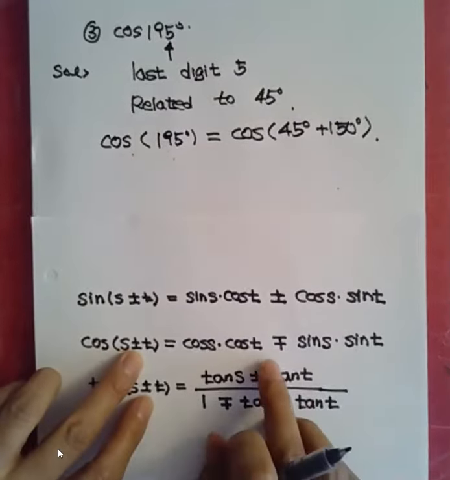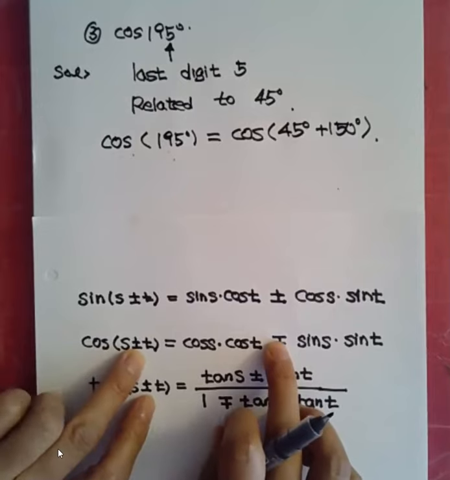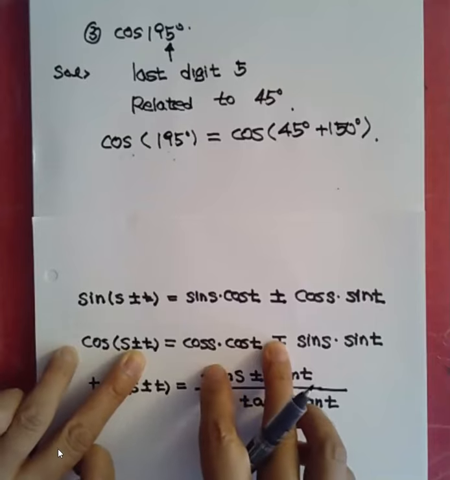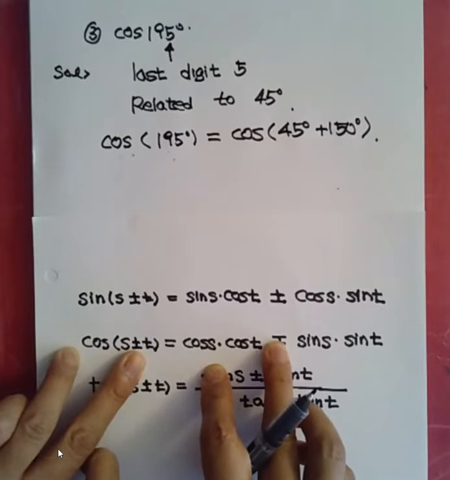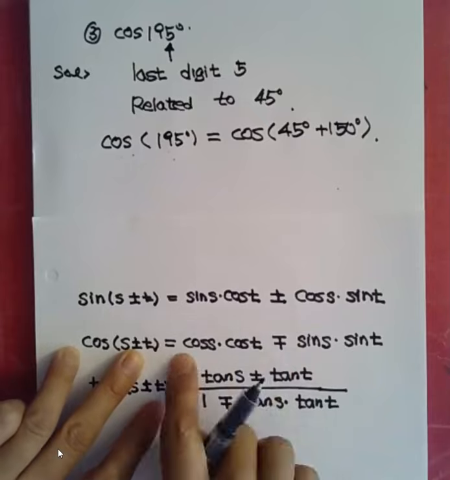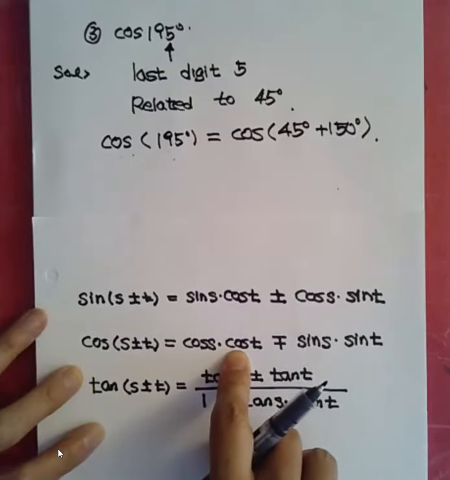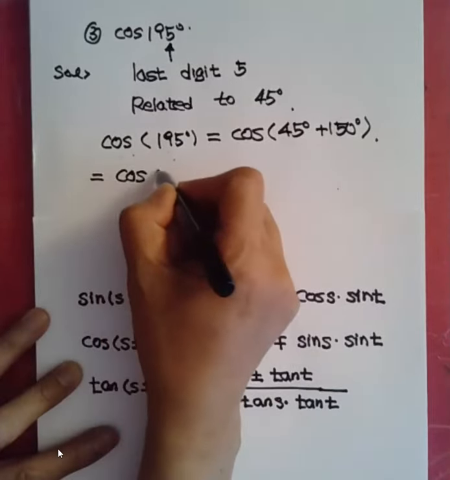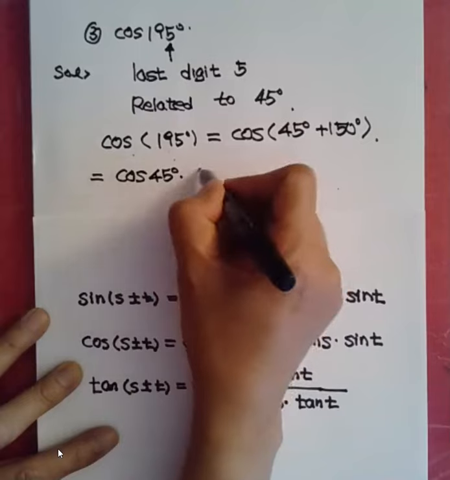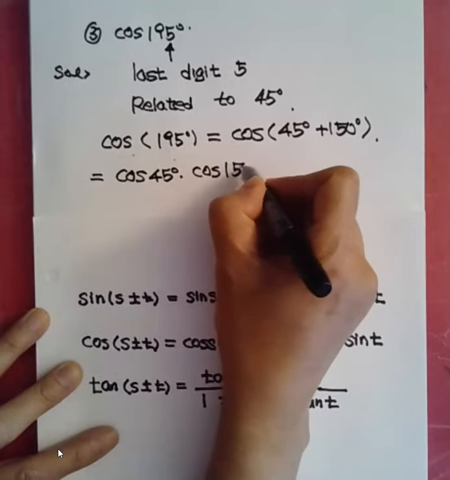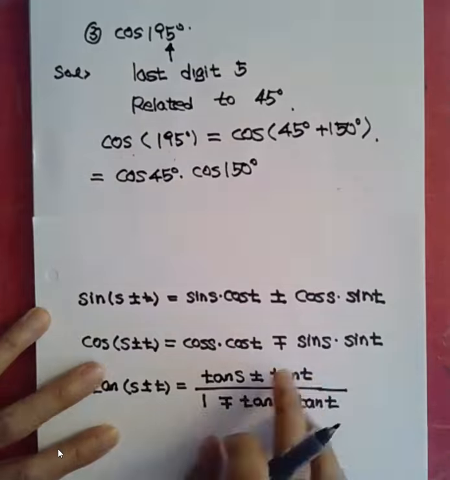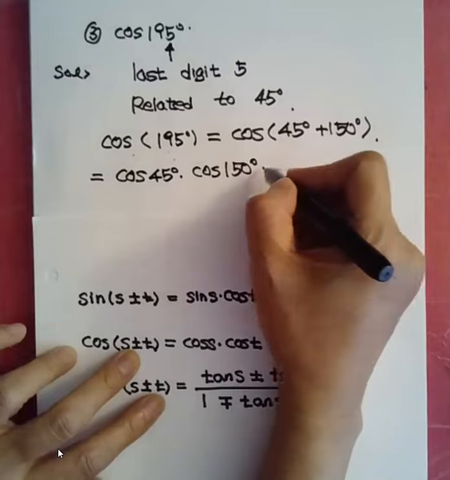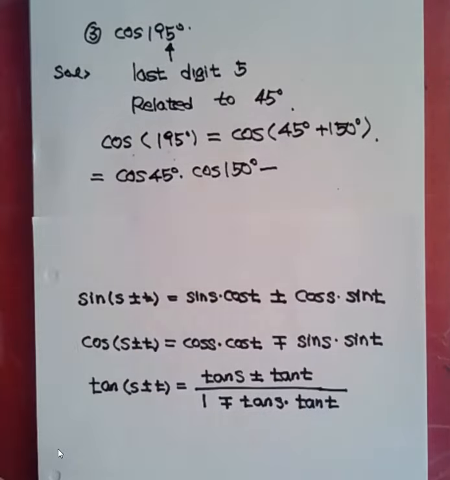So those two are added. So plus becomes minus. This time we are using the sum formula for cosine. That combines cosine with cosine and it starts with cosine. So that becomes cosine of 45 degree times cosine of 150 degree. When it comes to cosine, plus became minus, so you have to be careful. This became minus.